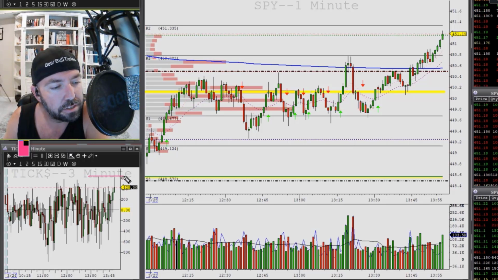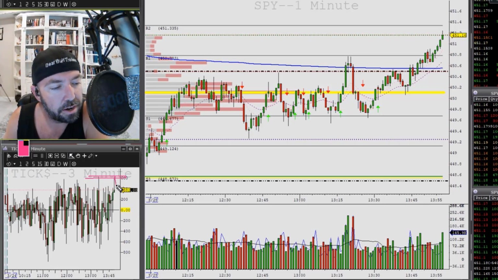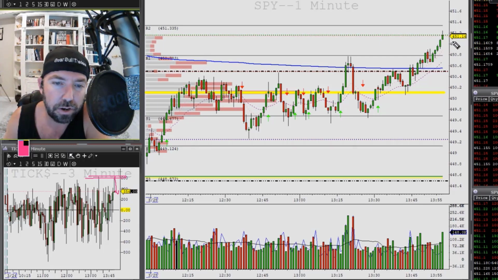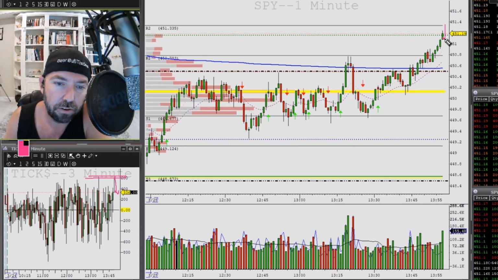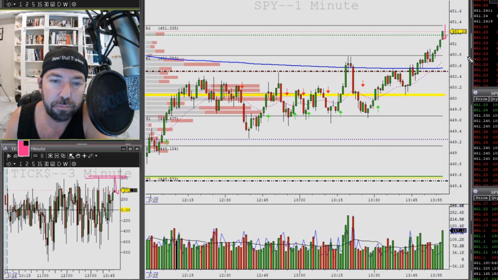Notice here how our Tick went all the way to 600, and once it got to 600, it immediately drew back. And look what happened to the market, right? The market stalled at the same moment.